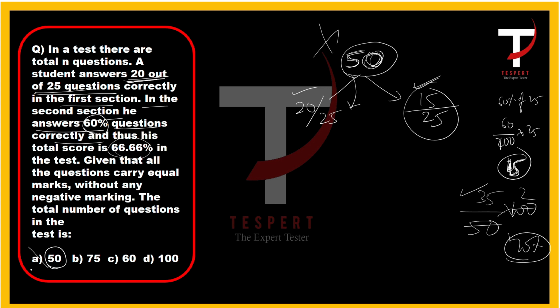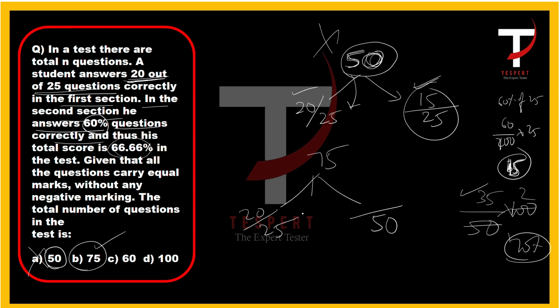Okay. So let us take 75 as the total number of questions. If 75 is the total number of questions, then in the first section out of 25 questions he answered 20 correctly. In the second section the total number of questions will be 50, because out of 75 already 25 questions are there in section 1. So the remaining questions are 50. Out of 50 he scored 60% of the questions as correct. So 60% of 50 is equal to 30 questions, right? So 30 questions he answered correctly, and in section 1 he answered 20 correctly. So 50 questions correct overall.